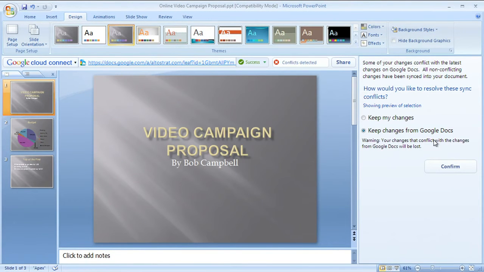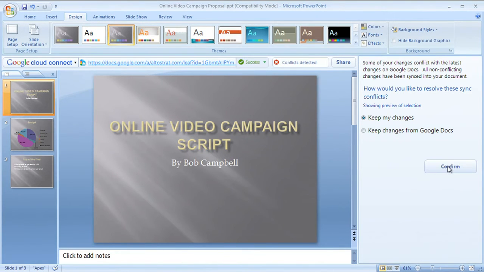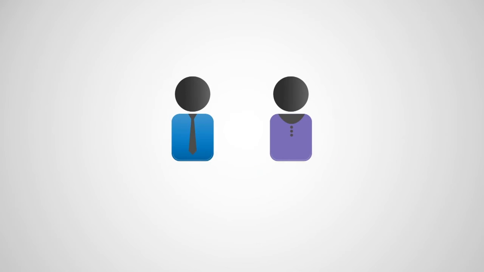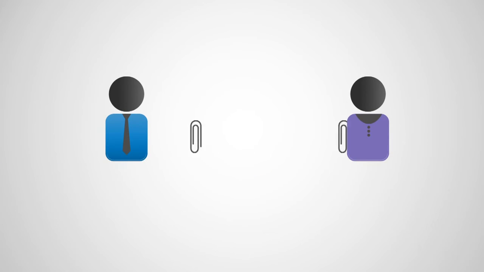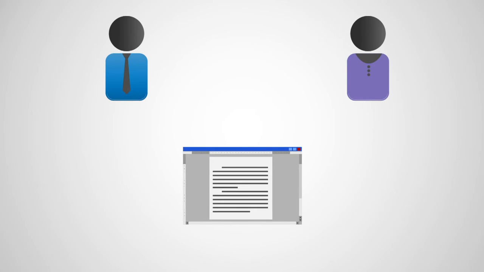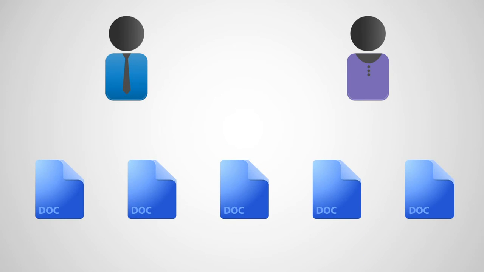If Bob and Kim both edit the same section at the same time, it's easy to choose whose edits to keep. Cloud Connect saves Bob and Kim the hassle of sending attachments back and forth, reconciling each other's edits, and keeping track of which file is the current version.